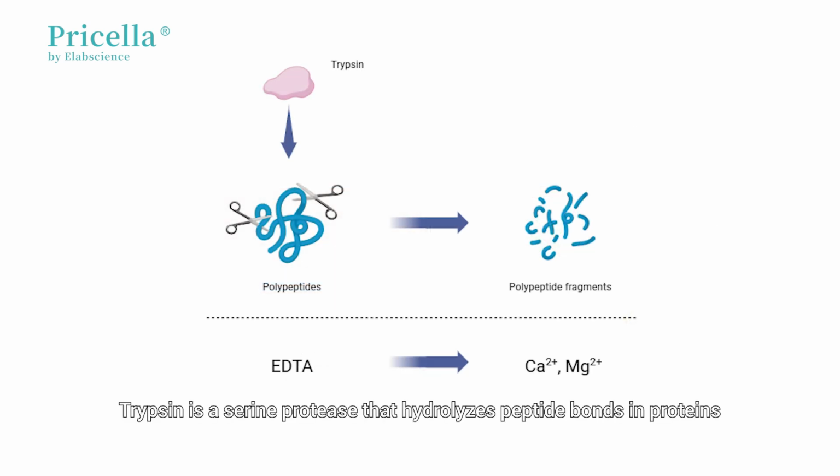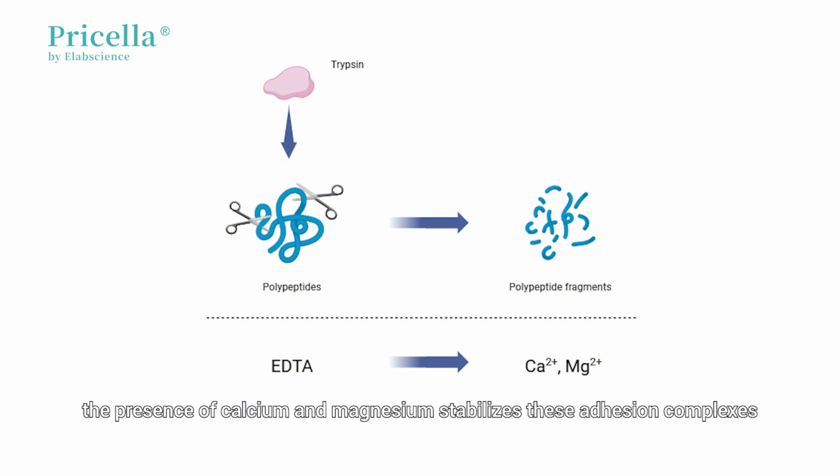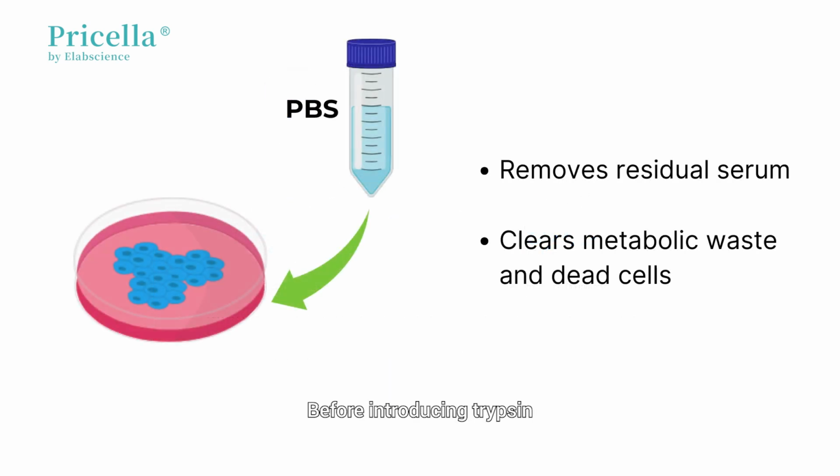Trypsin is a serine protease that hydrolyzes peptide bonds in proteins, specifically targeting lysine and arginine residues. By digesting focal adhesion proteins, it disrupts cell attachment to the culture surface. However, the presence of calcium and magnesium stabilizes these adhesion complexes. To enhance trypsin efficiency, EDTA is included in the solution to chelate divalent cations, further destabilizing cell adhesion and making enzymatic cleavage more effective. Before introducing trypsin, cells are typically rinsed with PBS.